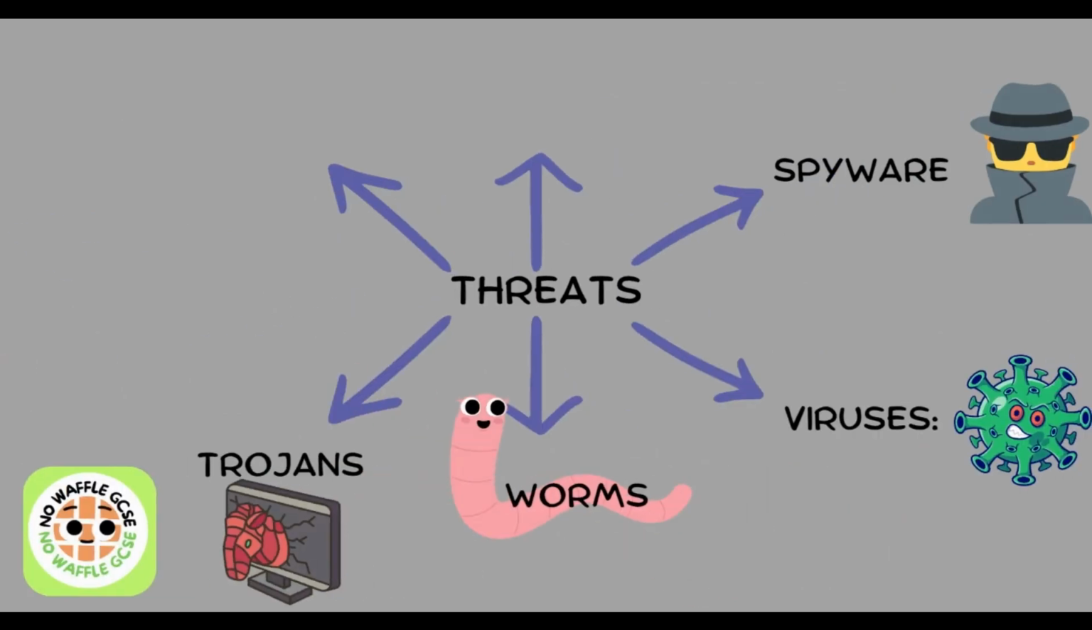Then we've got Trojans. Now, Trojans are malware that is disguised as something that's legitimate software. Now, unlike viruses and unlike worms, Trojans do not replicate themselves. The users have to install them and not realize their hidden intentions.